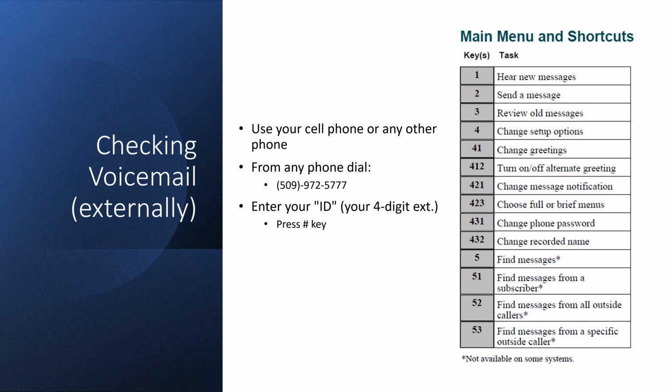The system will ask for your ID. This is your internal extension, for example, 4020. Then press the pound key. Then enter your PIN and press the pound key. The system will announce your name just to let you know that this is your extension, and then just follow the prompts like you normally would to check and manage your voicemail.